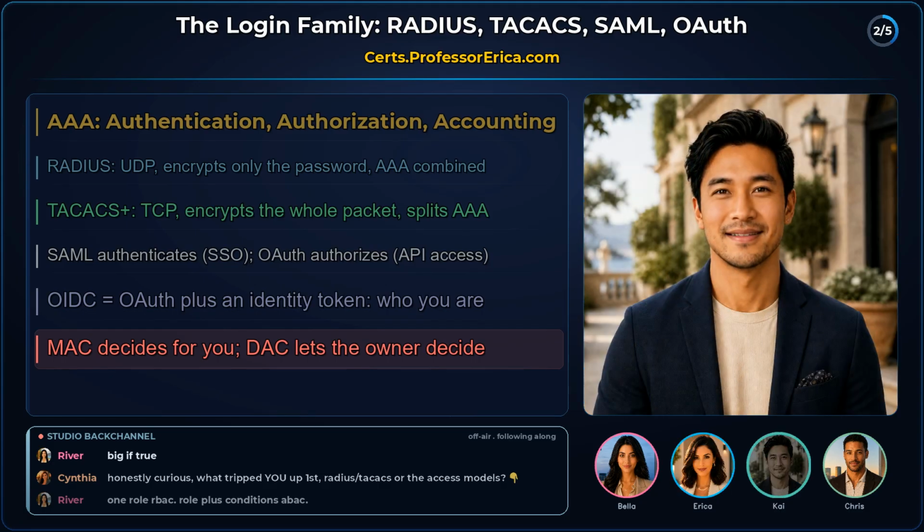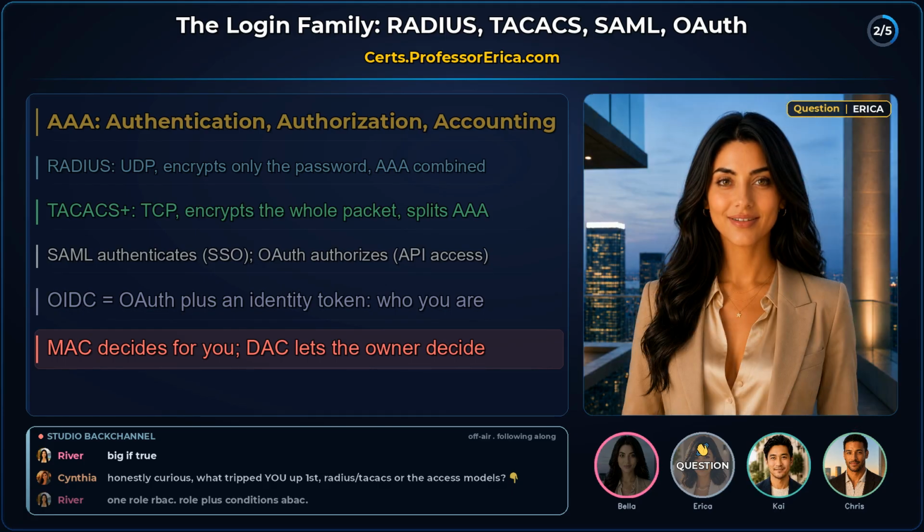And the one tell that separates the last two, because the exam baits this. One role equals RBAC. A role plus extra conditions, time of day, on this network, from this laptop, that is ABAC. See more than one condition stacked together, and the answer is attribute-based.